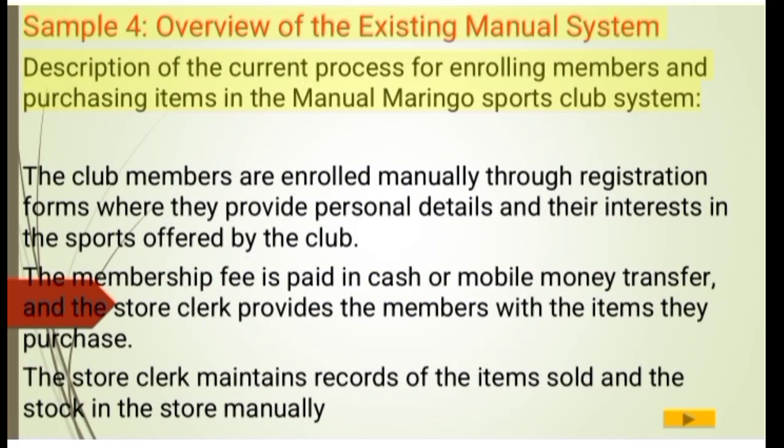Sample 4. Overview of the existing manual system. Description of the current process for enrolling members and purchasing items in the manual Maringo Sports Club system. The club members are enrolled manually through registration forms where they provide personal details and their interests in the sports offered by the club. The membership fee is paid in cash or mobile money transfer, and the store clerk provides the members with the items they purchase. The store clerk maintains records of the items sold and the stock in the store manually.